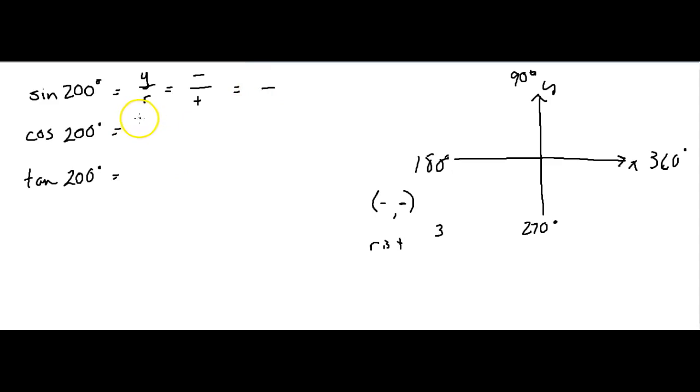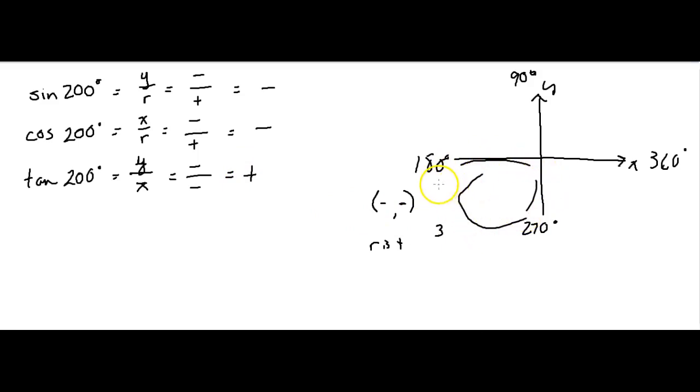For cosine, x over r, which will be a negative over a positive, which will result in a negative. You do tangent. We end up putting negative y over negative x, which is y over x, which is negative over negative, which is positive. So in this quadrant, the only trig function that is positive is tangent.